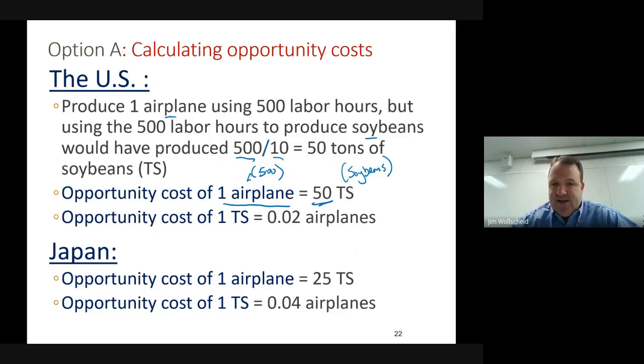On the flip side, if I make one soybean, it's actually 1 ton of soybean, we'll just call it soybean, how many airplanes must I give up? So to find the first one, it's going to be 50 divided by 10. To find this one, it's going to be 10 divided by 500. And what that shows us is, in order to produce a soybean, I have to give up 1/50 of an airplane.